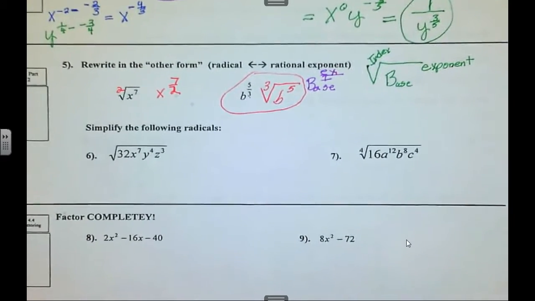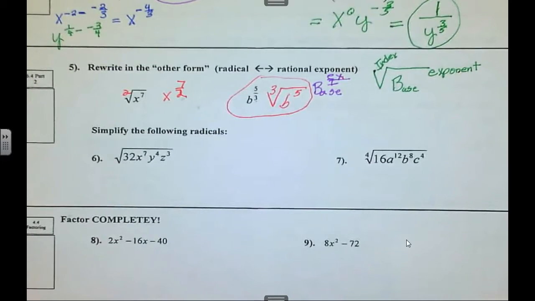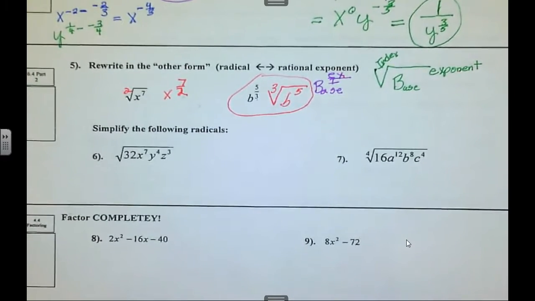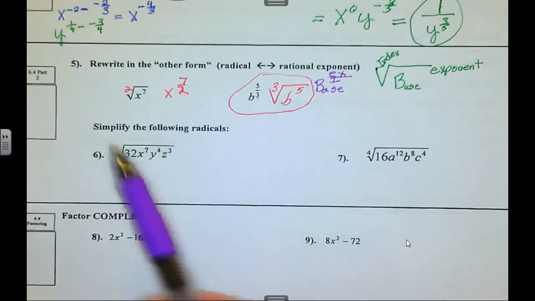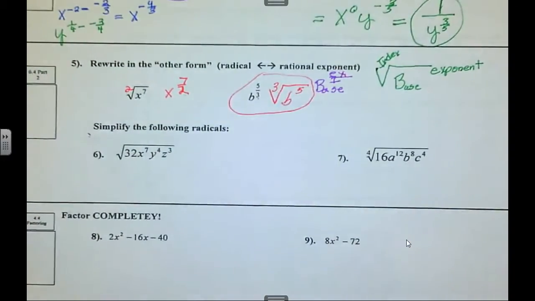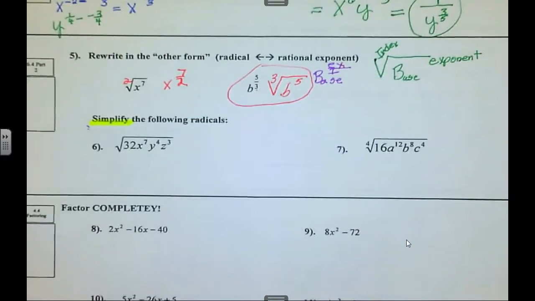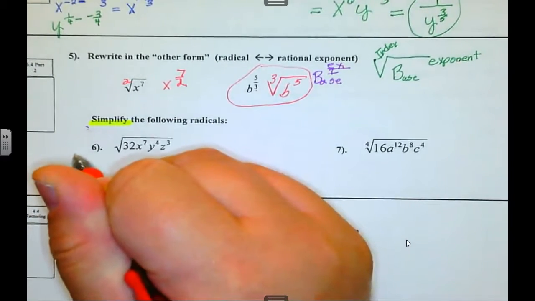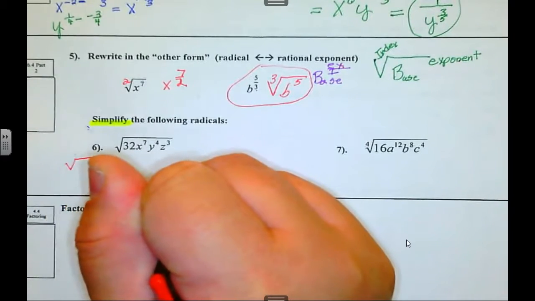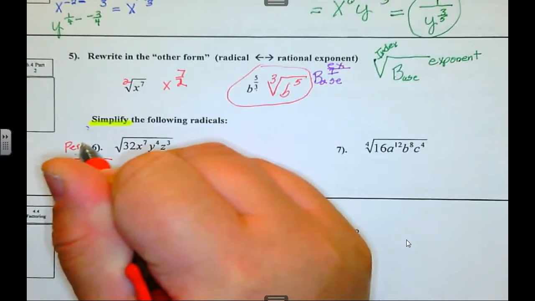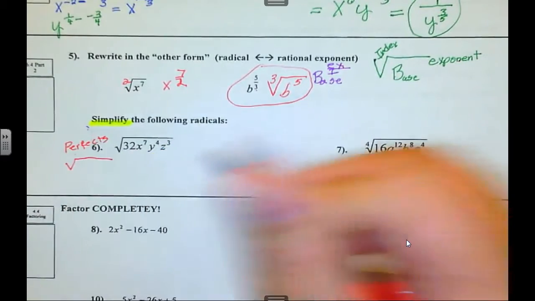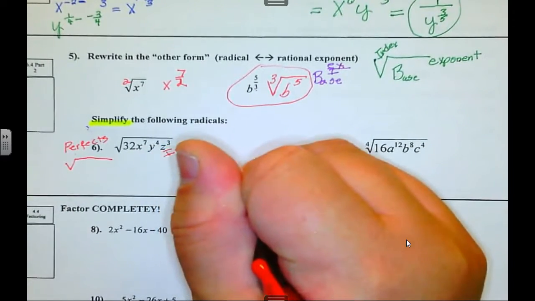Number 6. Thankfully, everybody kept their cards, right? The yellow ones. These, you're simplifying. It says simplify. So you're going to need 2 radicals, the perfects, like math teachers. And then you've got the imperfects, like students.